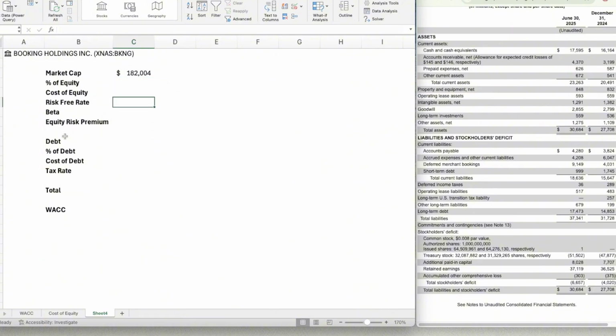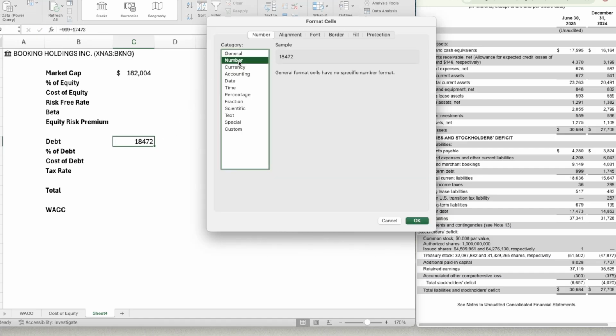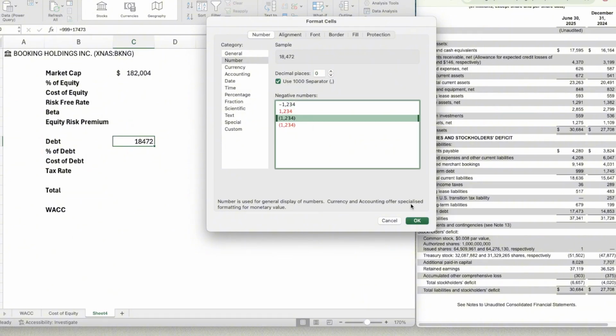So we know what the debt is because we can just go on the balance sheet. If we look over here, we can see that the company has short-term debt of $999 million, and long-term debt of $17.473 billion. So let's put that in. We go equals 999 plus 17,473, and let's just format it. Get into the good habits of making it look neat.